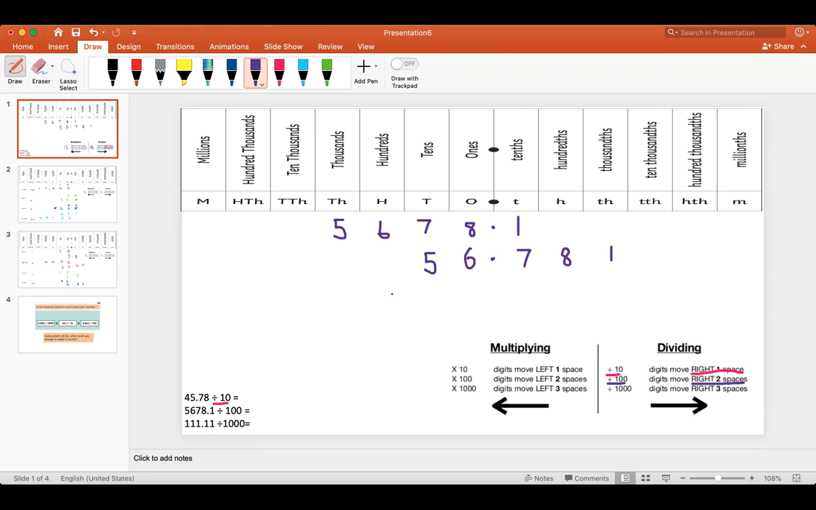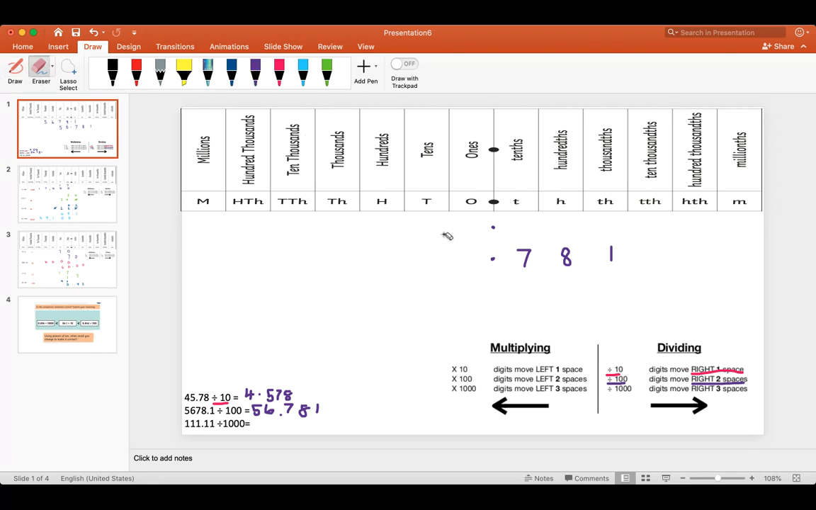So 5,678.1 divided by 100 is 56.781. I forgot to put the answer in the last one, but I'm sure you can remember it. It was 4.578. Okay, so now we're going to move on to dividing by thousands.